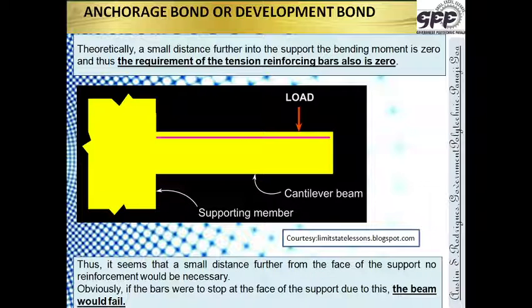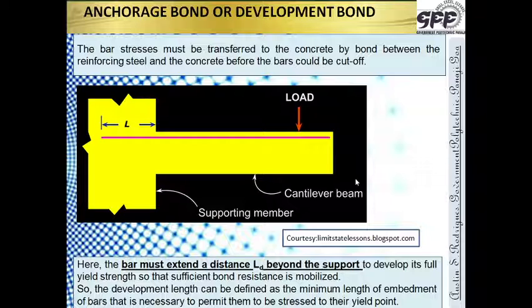Well, if there is a beam like this which is constructed with a support over here, with the reinforcement only up to this point, do you think the beam will remain? If this is loaded, we understand that if the bars were to stop at the face of the support, the beam would get cracked over here, collapse and fail. So ending the bars over here is not enough. The bars need to be taken inside the support.